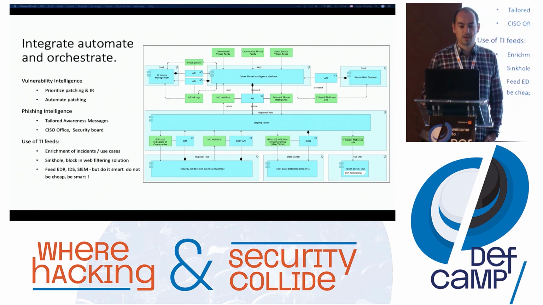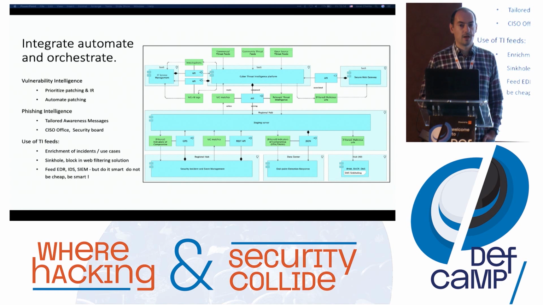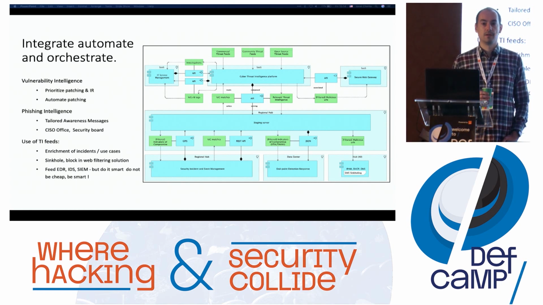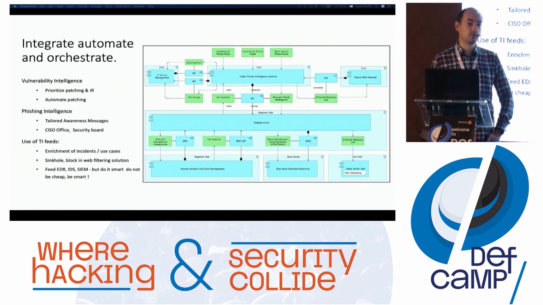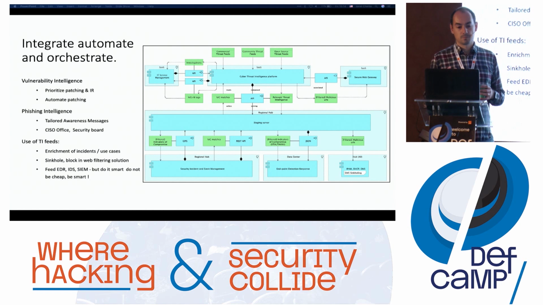Phishing intelligence: you can have tailored awareness messages and tailored simulated phishing campaigns. I keep seeing, hey, you received a parcel from DHL, click here. That's irrelevant for the finance department or for someone from R&D who is not receiving any goods. Take that information to the CISO office, to the security board, to your security architect, and draw some conclusions. Build up your security roadmap for the following years.